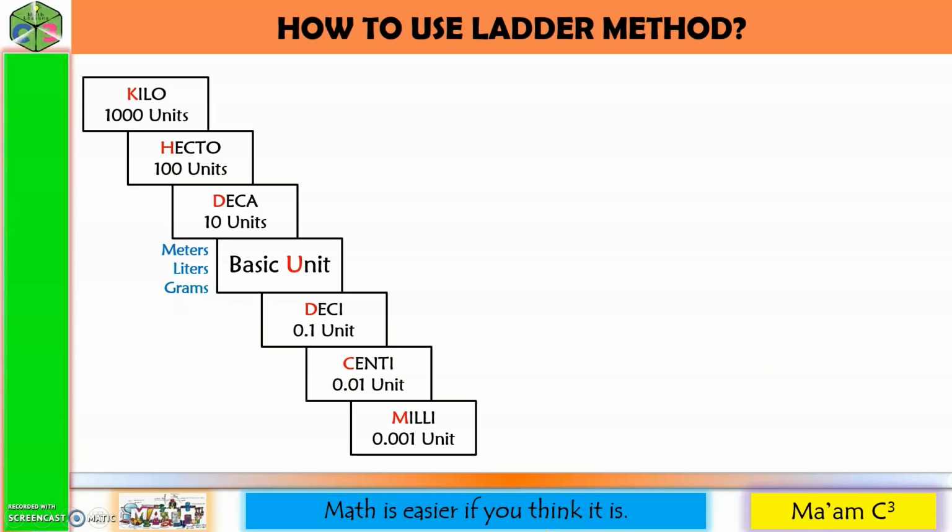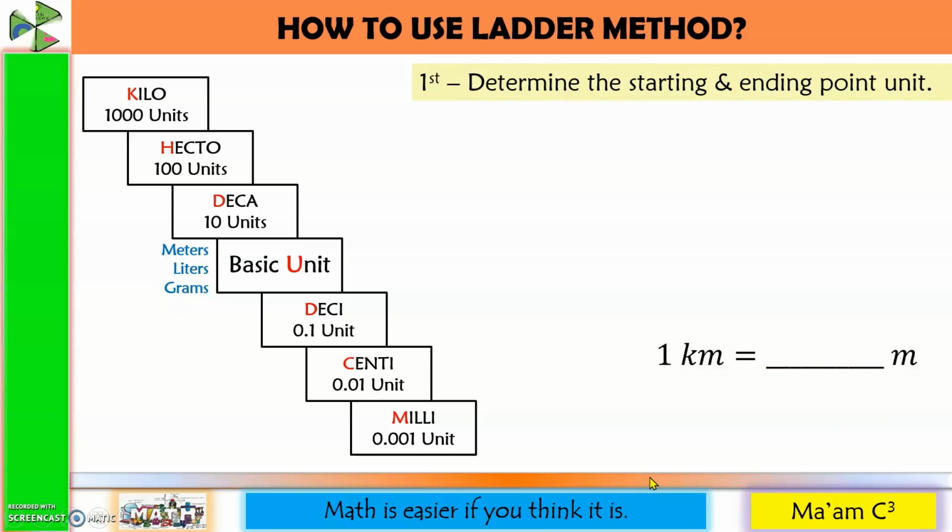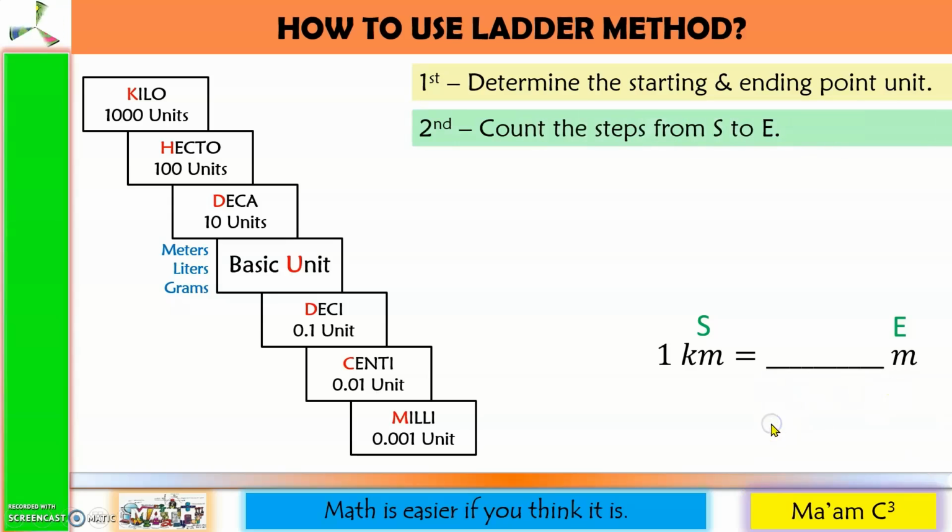So how to use the ladder method? Let's have an example. 1 kilometer is equal to how many meters? Step 1. Determine the starting and ending point. Our starting point is kilometer and our ending point is the meter. Next is step 2. Count the steps from the starting to the ending point. So our starting point is kilometer, kilo, and ending point is the meter, and that is on the basic unit. Now let us count the number of steps. From kilo to hecto is 1, from hecto to deca is 2, and from deca to the basic unit is 3. So we have 3 steps.